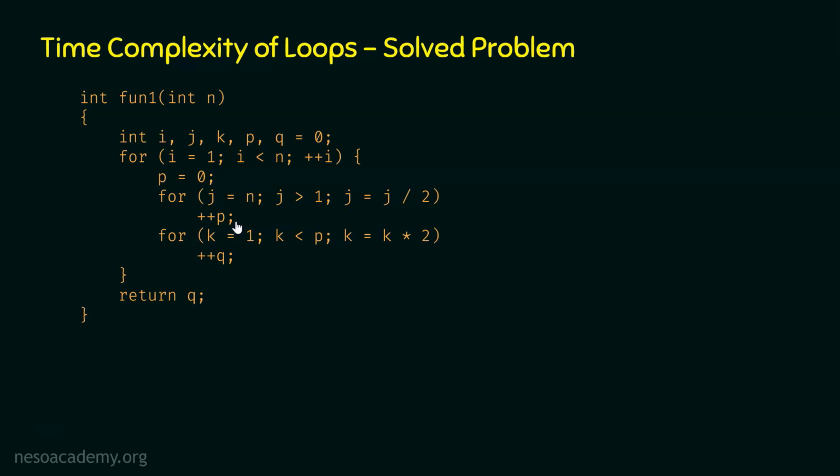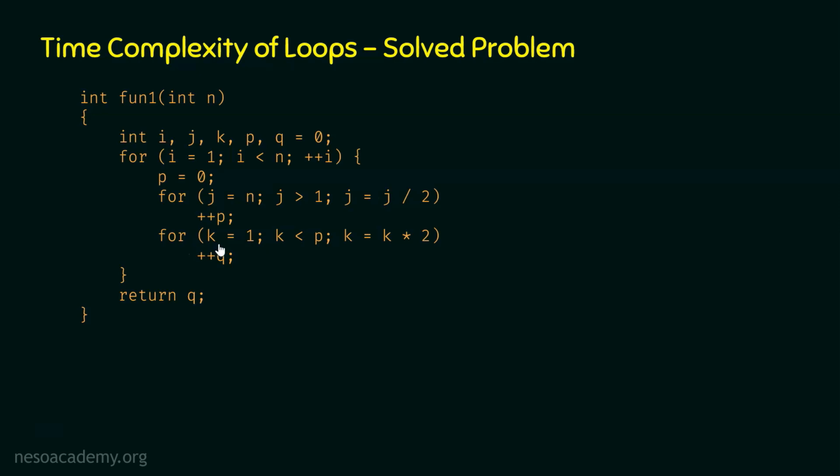So if there are a total of k iterations of this for loop, then the value of p will be k. So it is clear that the final value of p after execution of this for loop is equal to the number of iterations of this for loop. We need to determine how many iterations are there for this for loop to know the value of p. And this value is important because the second for loop depends on p. Here we are using variable p.